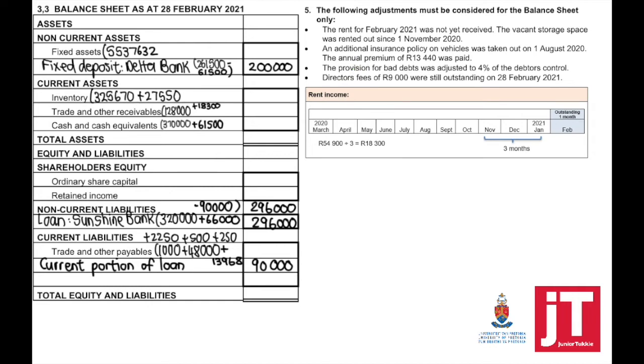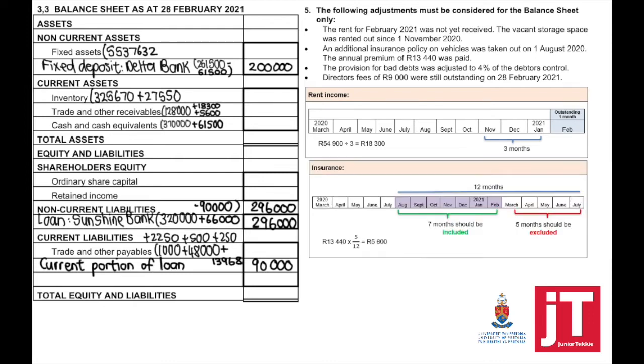An additional insurance policy on vehicles was taken out on the 1st of August 2020. The annual premium of 13,440 was paid. Annual means it was 12 months. So what do we need to do here? Whatever falls outside of our accounting period must be taken out, and this is an expense, so it needs to go to prepaid expense, which forms part of my trade and other receivables. If you look at your calculation, if 7 months should be included, it means 5 months should be taken out. This is why we're going to take 13,440 and times it by 5 divided by 12. 5,600 must be taken out. So we're going to go to trade and other receivables, prepaid expense plus 5,600.